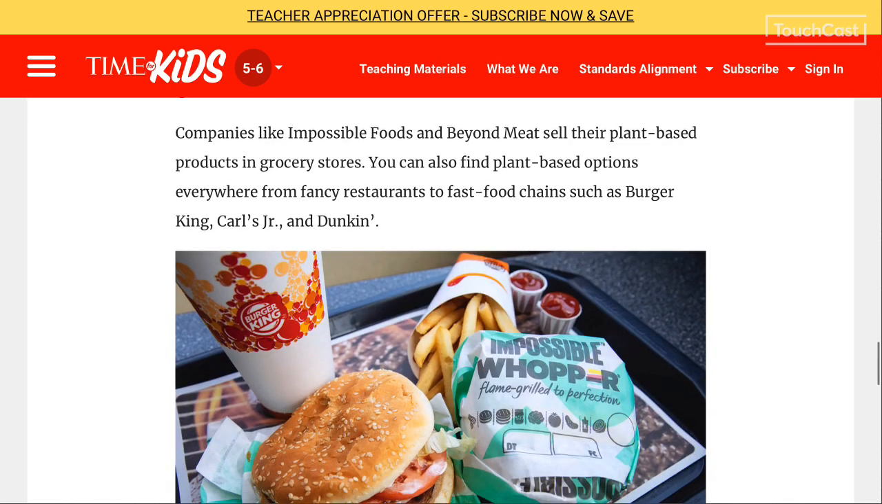Companies like Impossible Foods and Beyond Meat sell their plant-based products in grocery stores. You can also find plant-based options everywhere, from fancy restaurants to fast food chains such as Burger King, Carl's Jr. and Dunkin'.